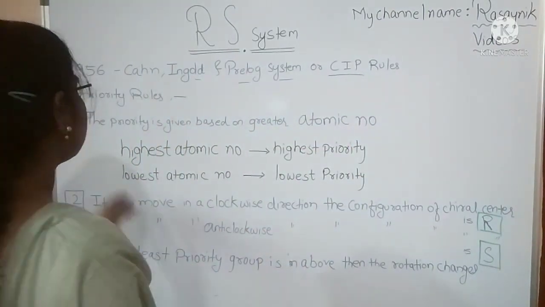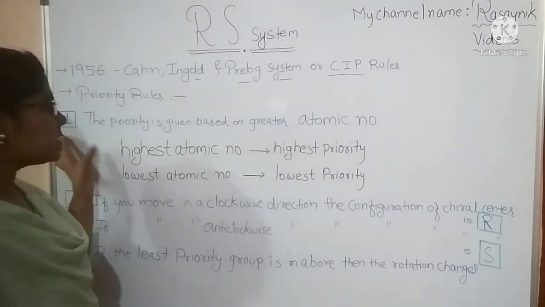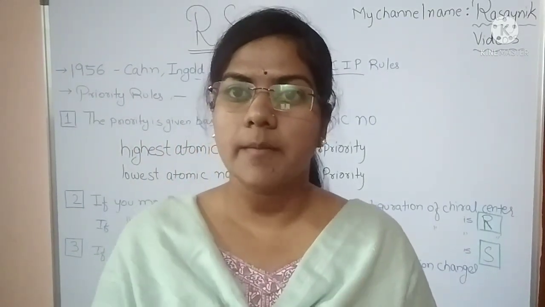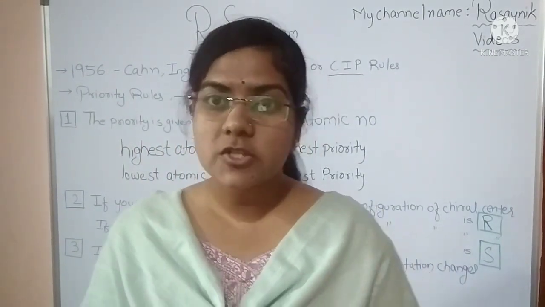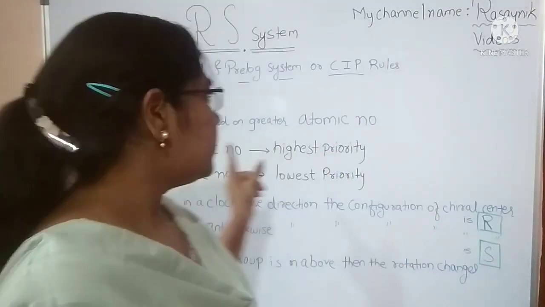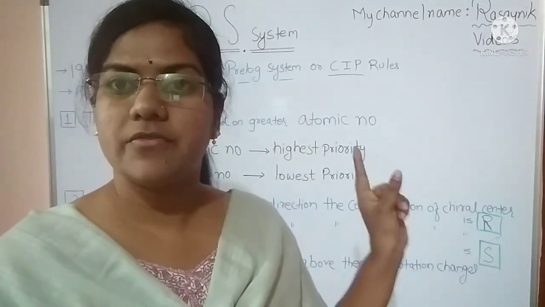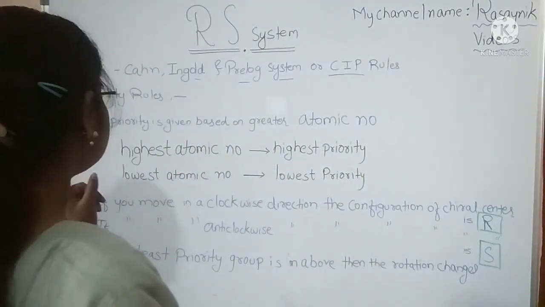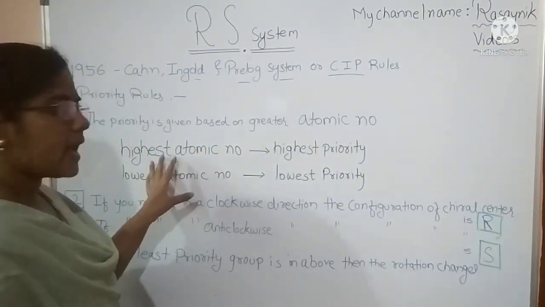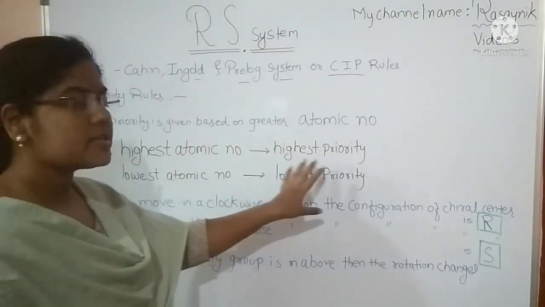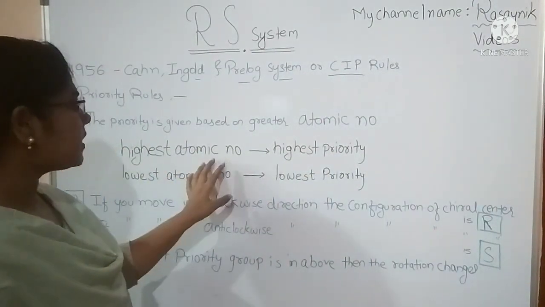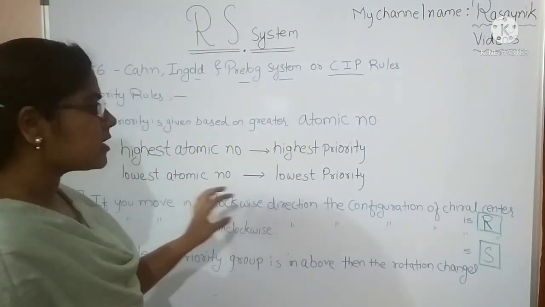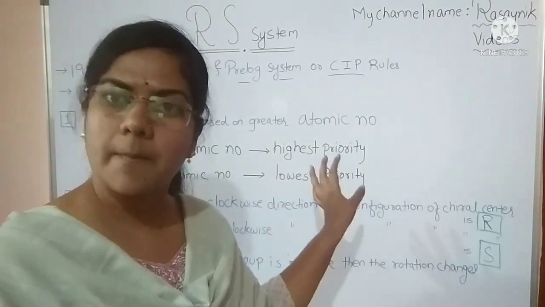Now the first priority rule is that the priority is given based on the greater atomic number. The first priority is given to the greater atomic number. The highest atomic number is assigned the highest priority, and the lowest atomic number is assigned the lowest priority.